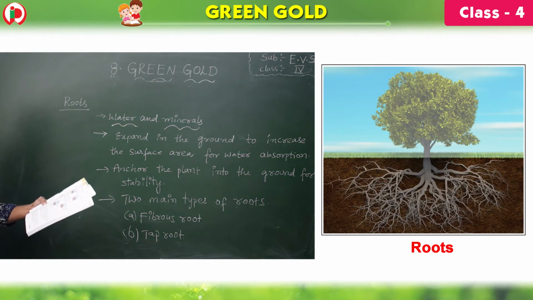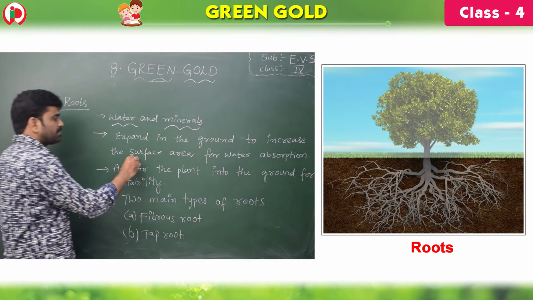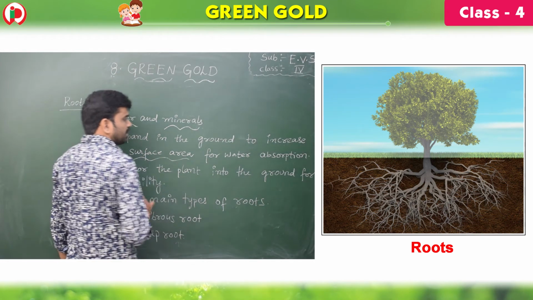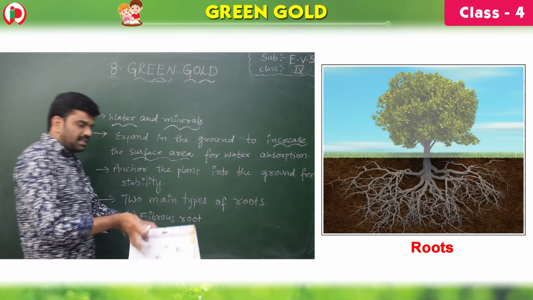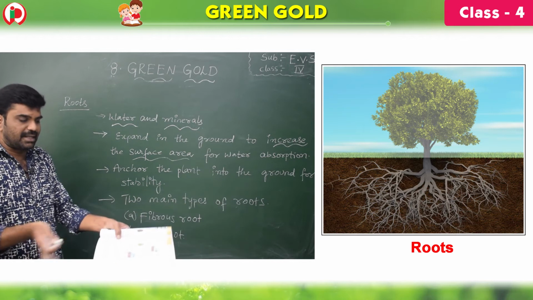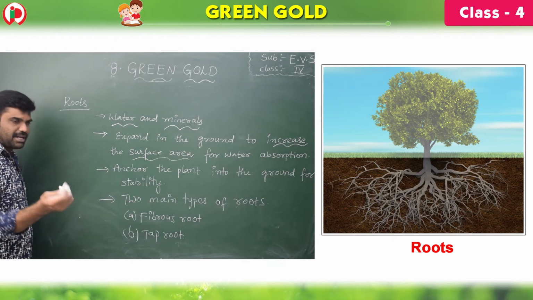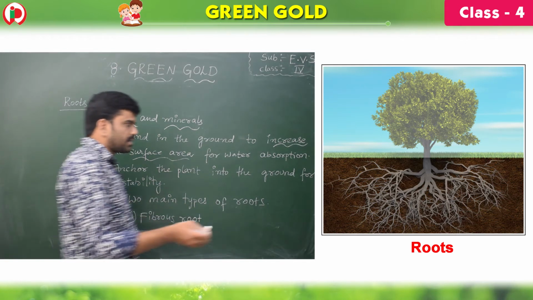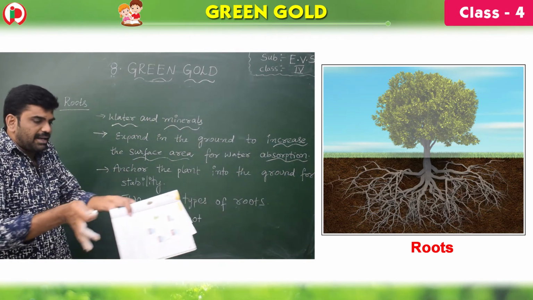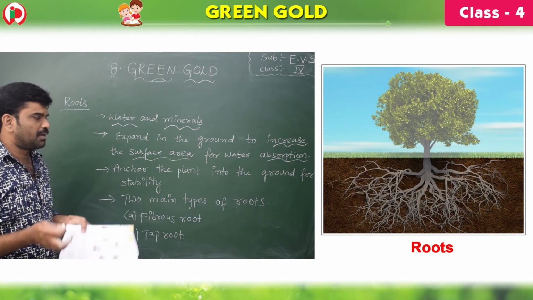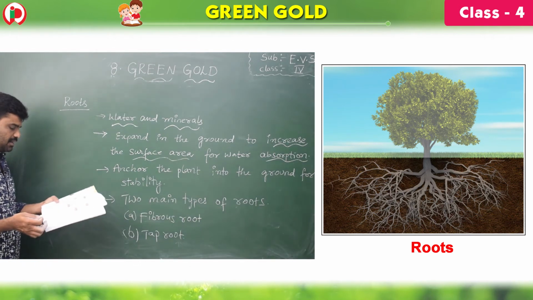Second one, next one, they expand in the ground to increase the surface area. So what the roots will do, children, they expand in the ground, okay, to increase the surface area for absorption. Absorption means taking in, okay. So in the ground they will expand and absorb the water and minerals.